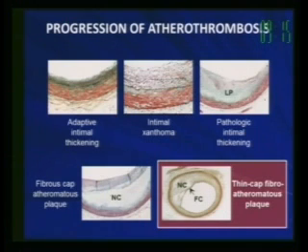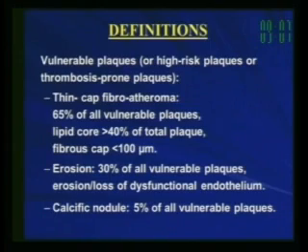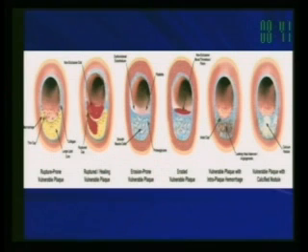Now, these are the various types of changes in the arterial walls. We are talking of fibrous cap atheromatous plaques and thin cap fibroatheromatous plaques, which I am going to tell you. Basically, vulnerable plaques are of 3 types. Number 1 is the thin cap fibroatheroma, seen in 65% of all of them. They have a lipid core more than 40% and a thin fibrous cap. 30% are erosions and 5% are calcific nodules. And these are pictorially shown in this slide, all the features that I have mentioned. And here are the 3 types of vulnerable plaques: the thin cap fibroatheromas, the erosion prone vulnerable plaques, and the vulnerable plaques with calcific nodules.